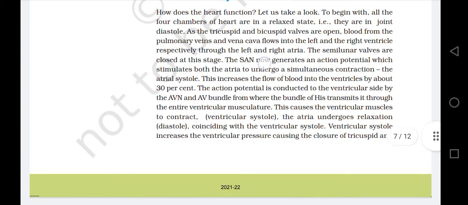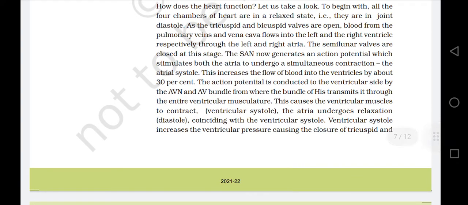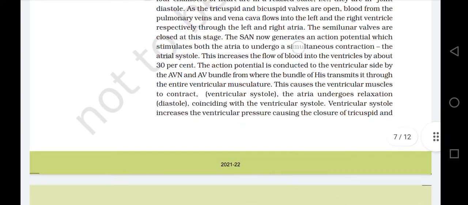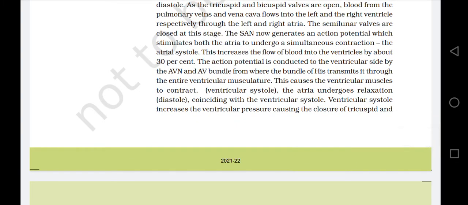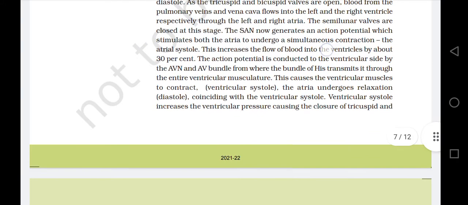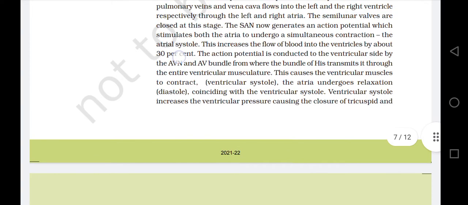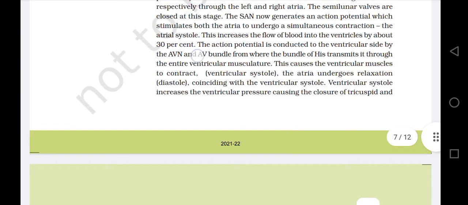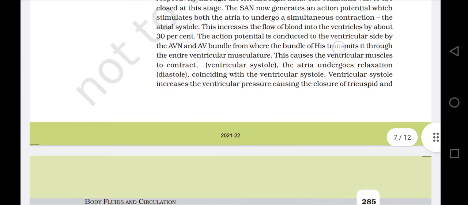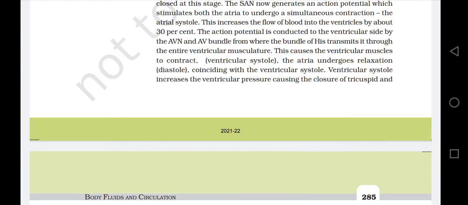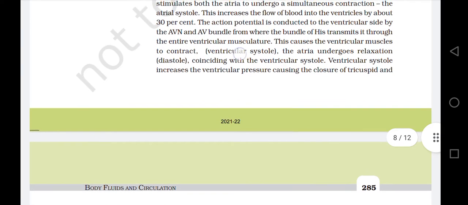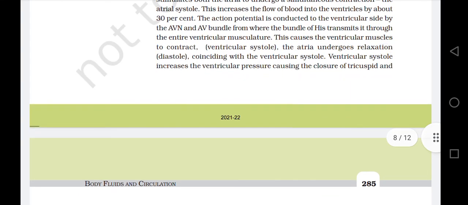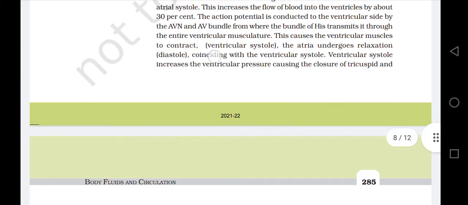The sinoatrial node now generates an action potential which stimulates both the atria to undergo a simultaneous contraction, the atrial systole. This increases the flow of blood into the ventricles by about 30%. The action potential is conducted to the ventricular side by the atrioventricular node and atrioventricular bundle, from where the bundle of His transmits it through the entire ventricular musculature. This causes the ventricular muscles to contract: ventricular systole. The atria undergo relaxation, diastole, coinciding with the ventricular systole.